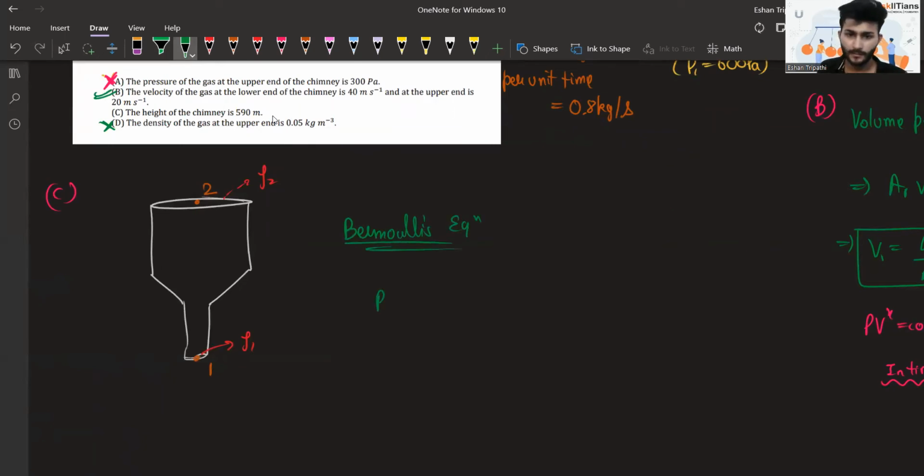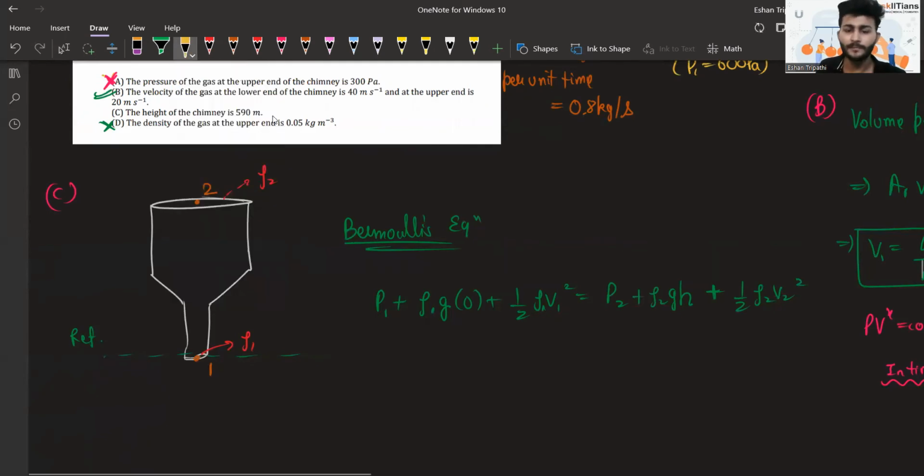pressure at point 1, which is given as 600, plus density of this into g into its height, taking this as reference, 0, plus half ρ1 V1 square, all these things we know. P2 plus ρ2 g H, which we are supposed to find, plus half ρ2 V2 square. So just substitute the values.